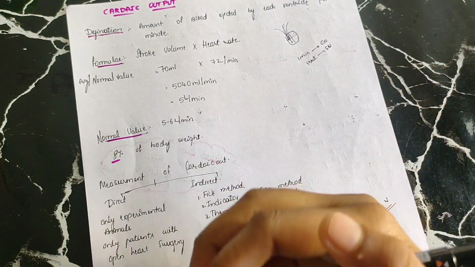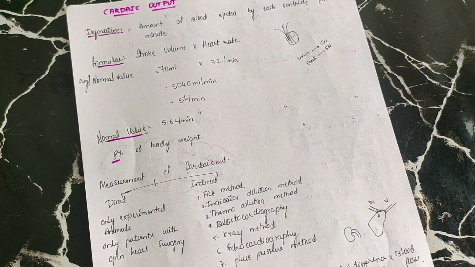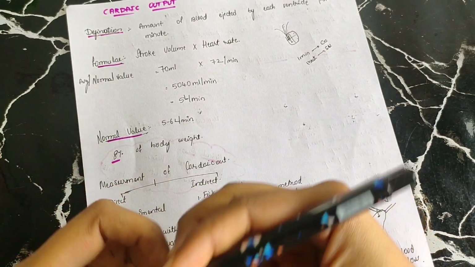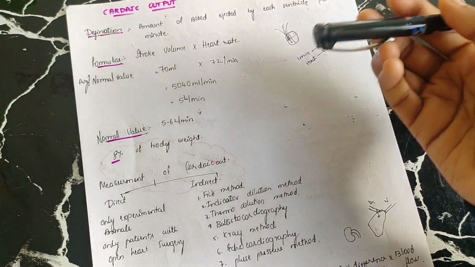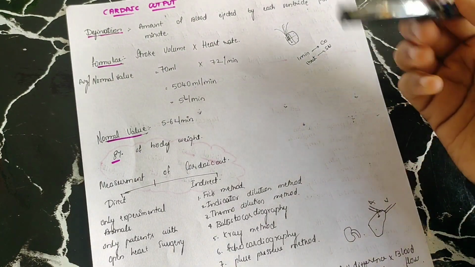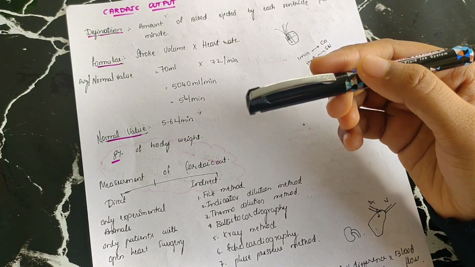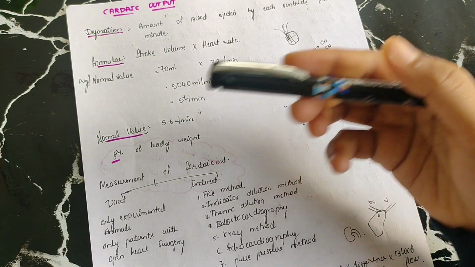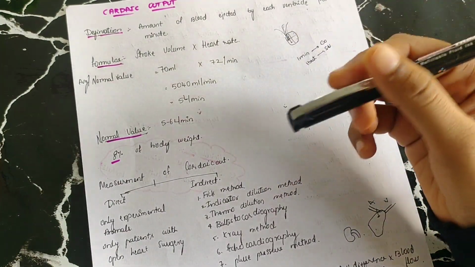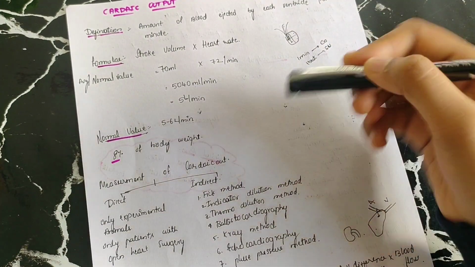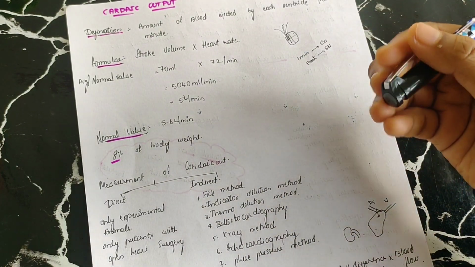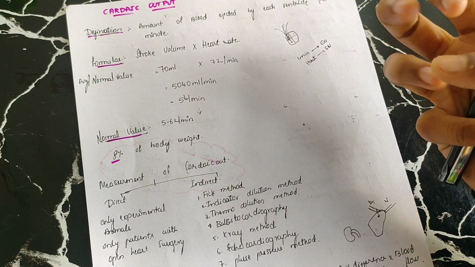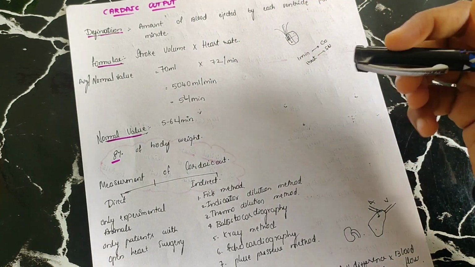For normal values, the weight of the person may vary, and the average blood in a person may vary, and so stroke volume varies and heart rate varies. It may range from 5 liters to 6 liters per minute. If we consider the total body weight as 100%, 8% of the body weight is blood, and that much blood is ejected by each ventricle in a minute.